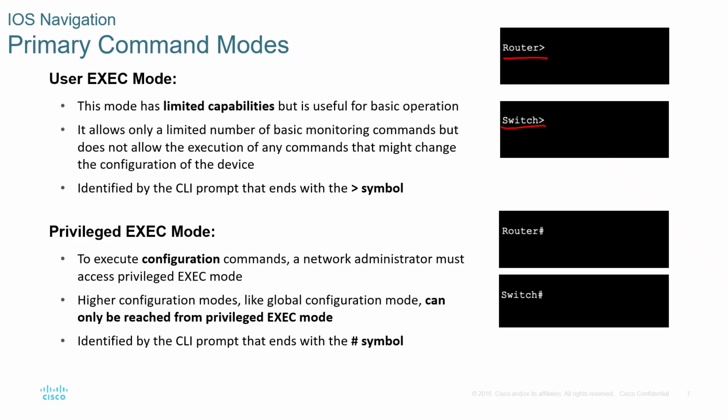Now the next one is privilege exec mode. To execute configuration commands, a network administrator must access privilege exec mode. There are also higher configuration modes like global configuration mode, but global can only be reached from the privilege exec mode. And the privilege exec mode is identified with the pound sign. So again, when you're identifying a prompt, you are looking at from the name of the device all the way up to the symbol.